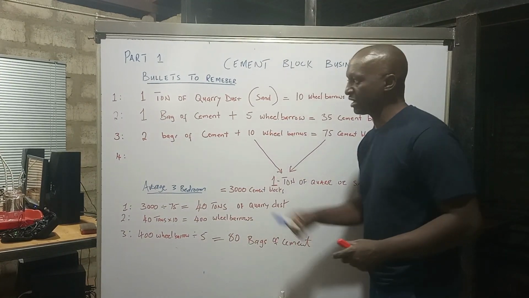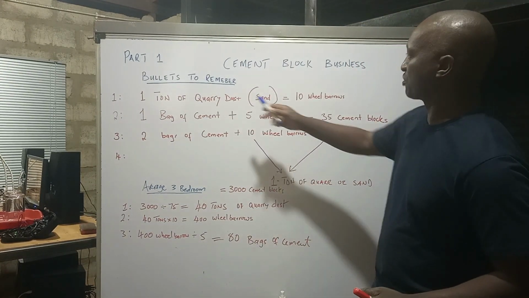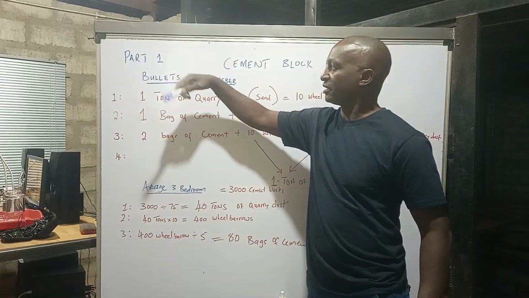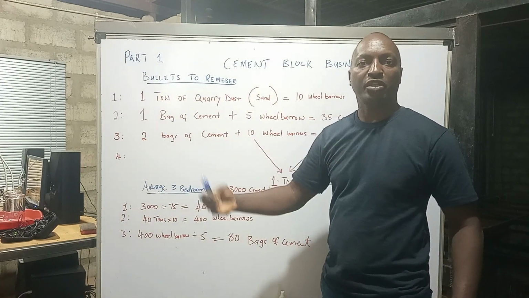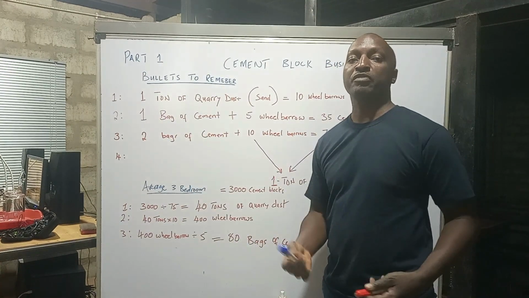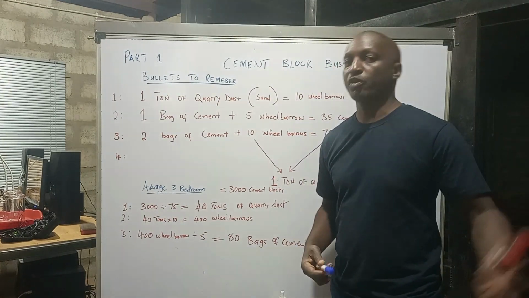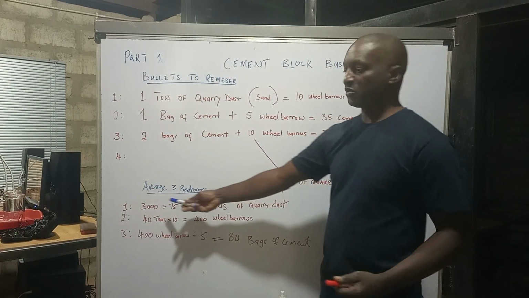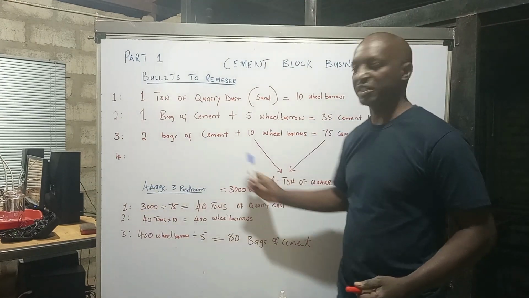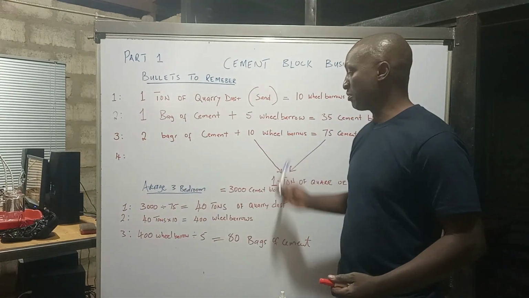Like if I look at this, as I've said, bullets to remember, and this is just part one. Then the next part, maybe I'll explain how to calculate for your fence when you're building a fence. The other part, I'll explain how to calculate for building your house. All right, but I've also just given an example of how the calculations can be done for building a house. But there will be more details.